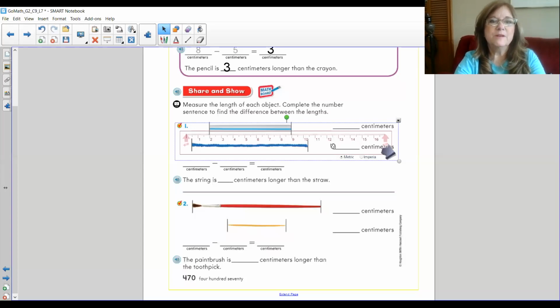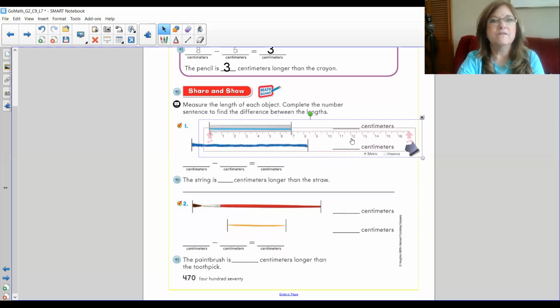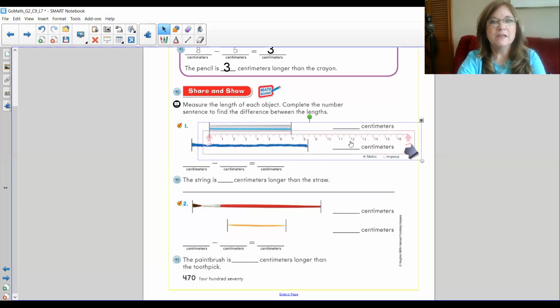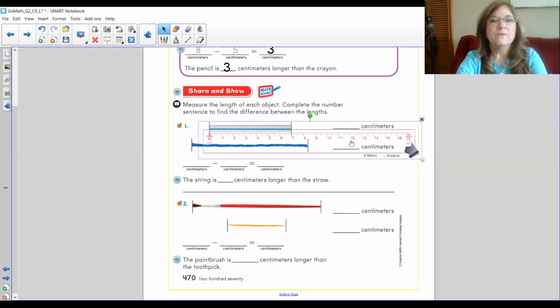So with our centimeter ruler, we want to make sure that we line up the very beginning of the ruler with the very beginning of the object that we are measuring. So this looks like a little straw maybe, and we want to line that up right there at the edge, and then follow the numbers all the way to the end, and where the end of our object is, looks like it is 7 centimeters. So we want to write 7 centimeters.